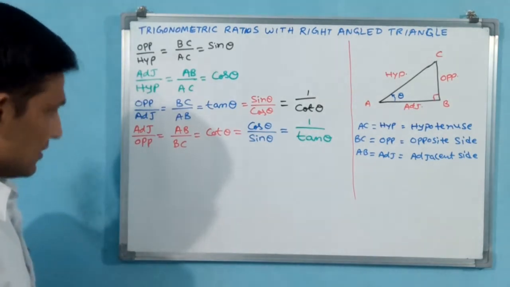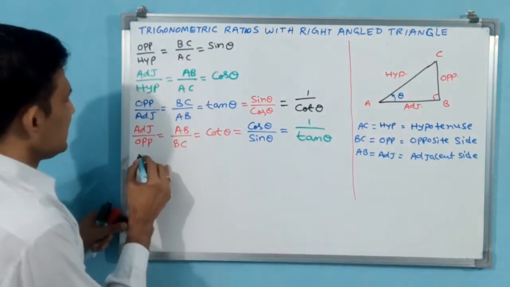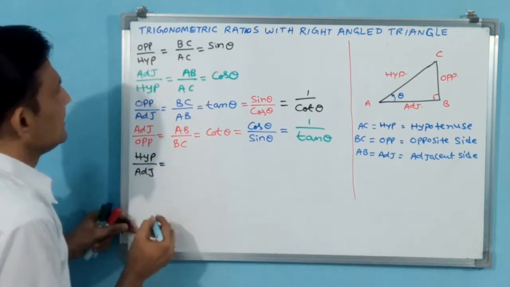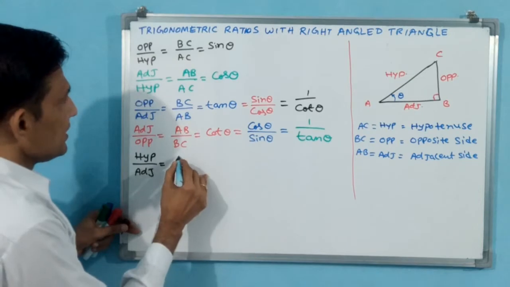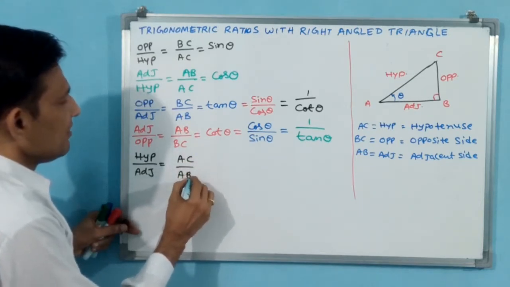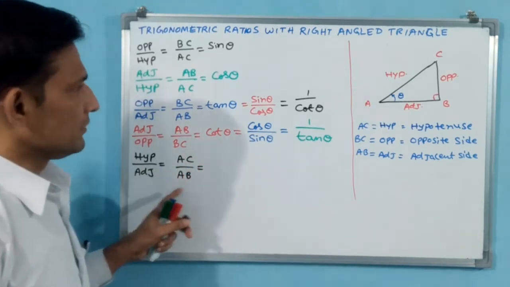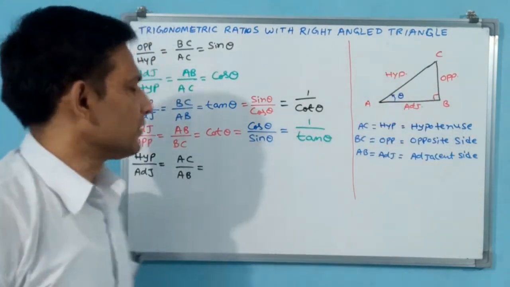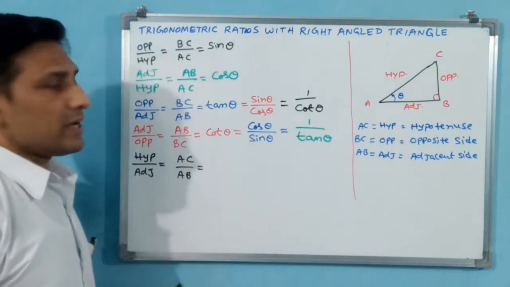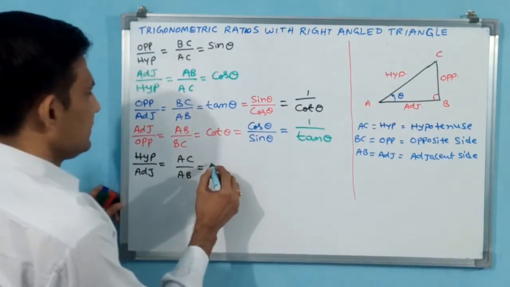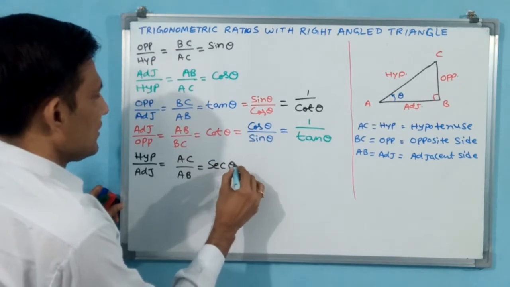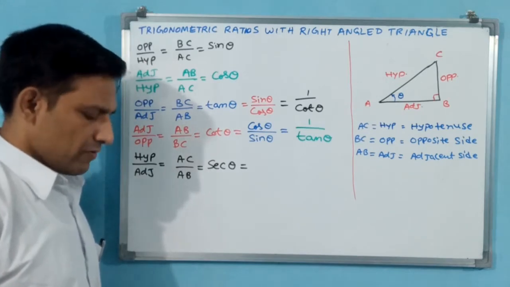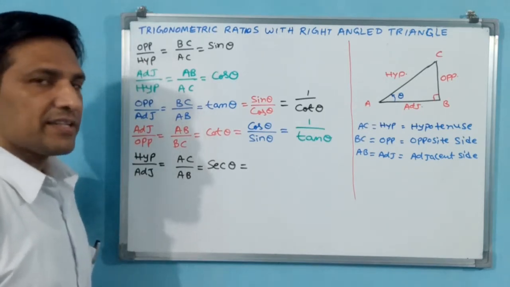Let us write that one, hypotenuse by adjacent side. Hypotenuse by adjacent side, that means AC by AB. Okay, AC by AB, hypotenuse by adjacent side. Okay, this we have given name as secant theta. Sec theta or secant theta.